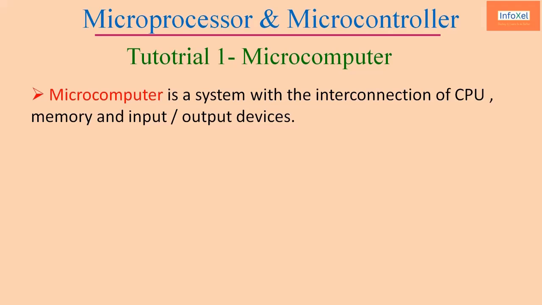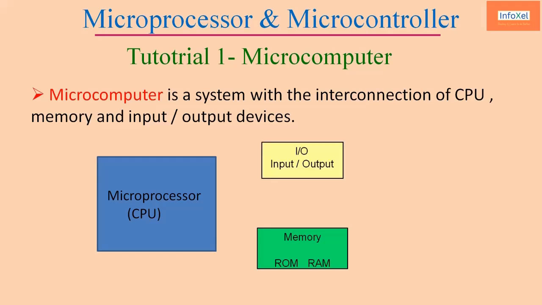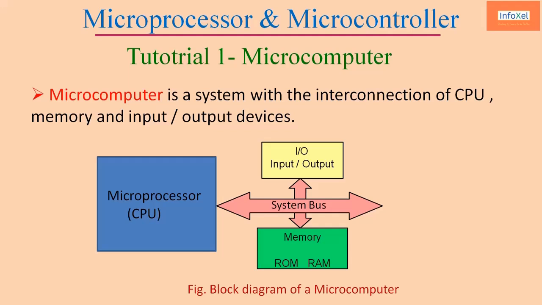The block diagram is shown here. So CPU is nothing but a microprocessor. Memory contains two types, ROM and RAM. IO is nothing but input-output devices. These three systems are connected using the system bus. So this is the block diagram of a microcomputer. Now we will discuss each of these three systems in brief.